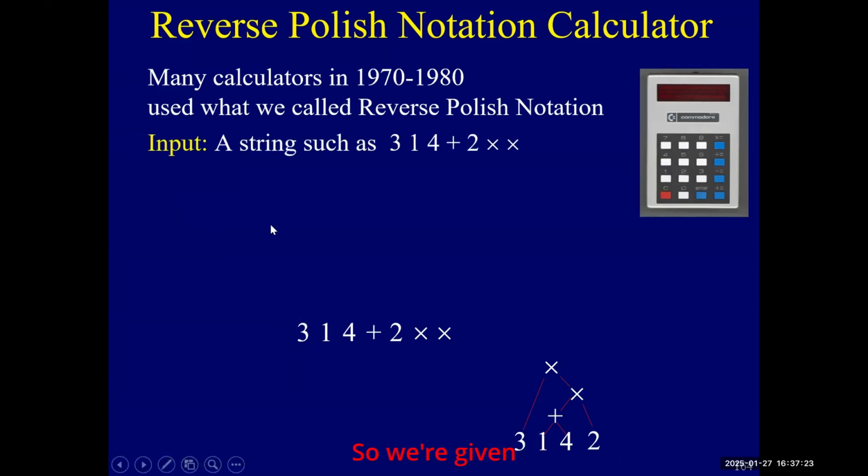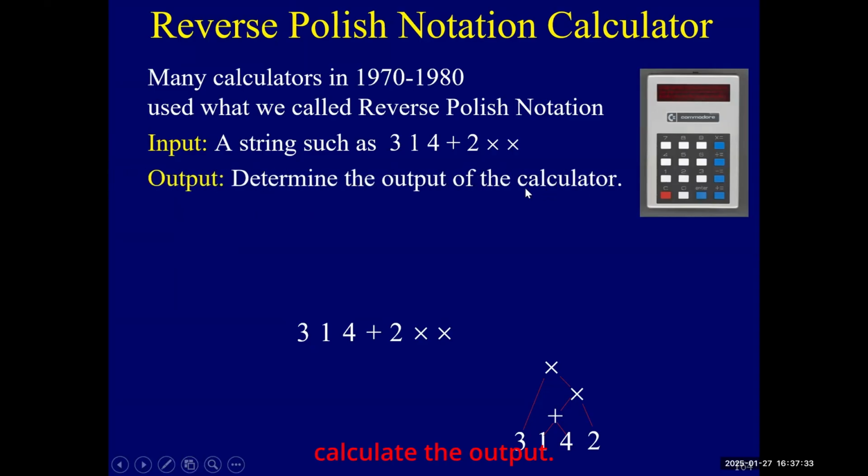So we're given the string on our calculator, and we have to calculate the output. What is the output? 1 plus 4 is 5, times 2 is 10, times 3 is 30. That's what we need to calculate. Are people following what we're doing here? You can imagine you're in elementary school and you're given one of these calculators. You've never seen a calculator before.